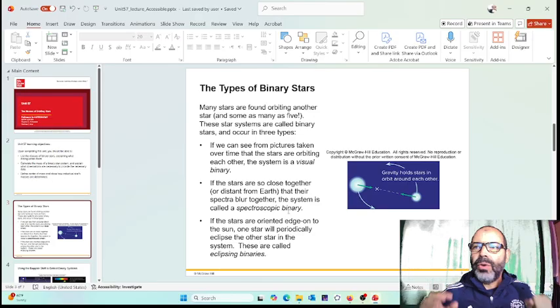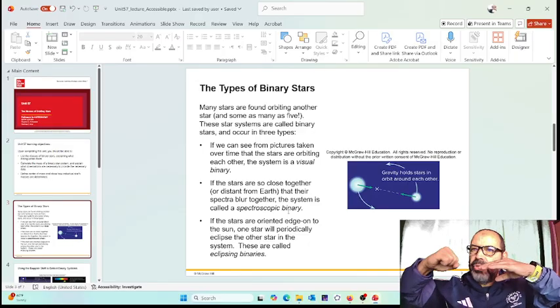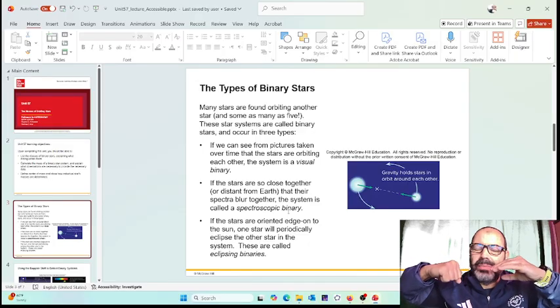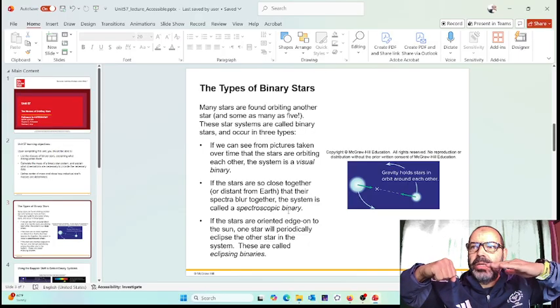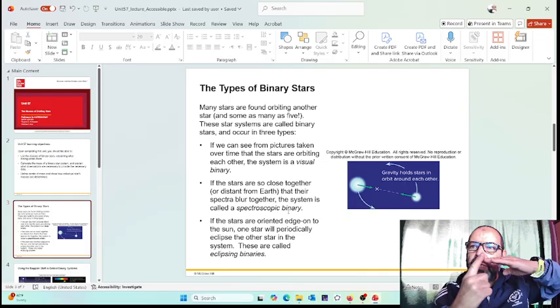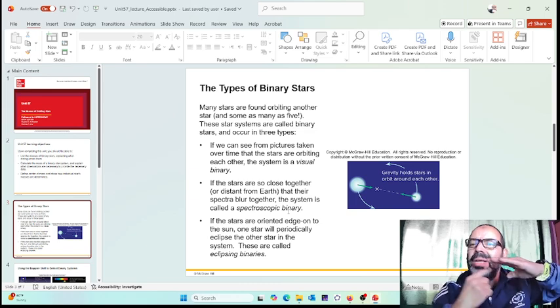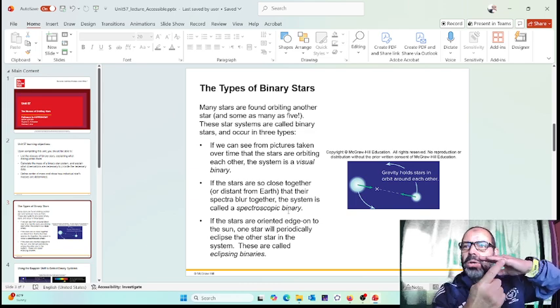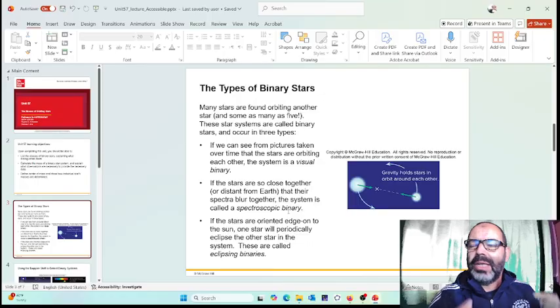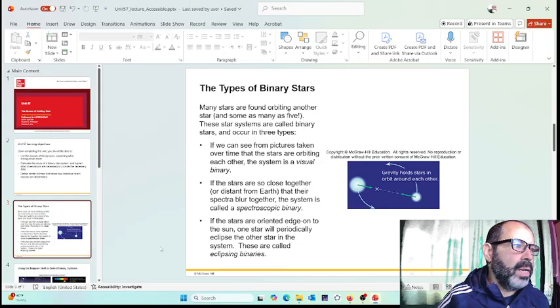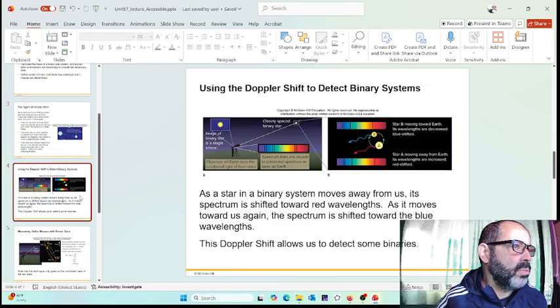And then you have another one where we are edge on, meaning the Earth is here, the Sun-Earth system, and the other star system is on here. So basically what you see is one star going behind the other star and then coming in front of it, or vice versa, okay? So in this case, we have an eclipsing binary system. So those are the three types of binary systems.